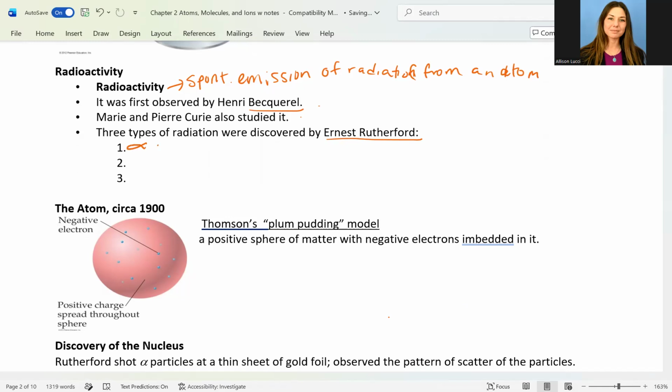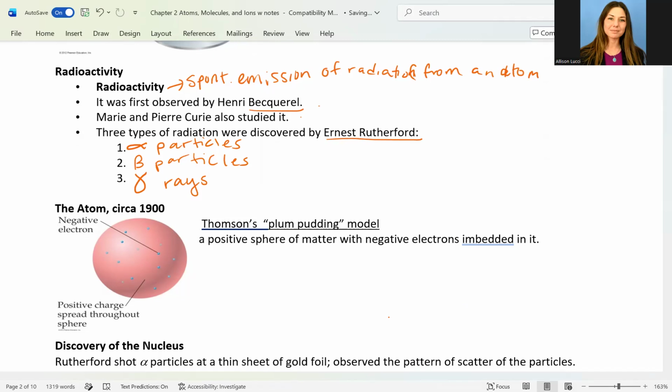So we can see alpha particles, which are abbreviated like this with this little alpha symbol there. Then we have beta particles. And last, we have what's called a gamma ray or gamma particle. So these were defined by Rutherford.